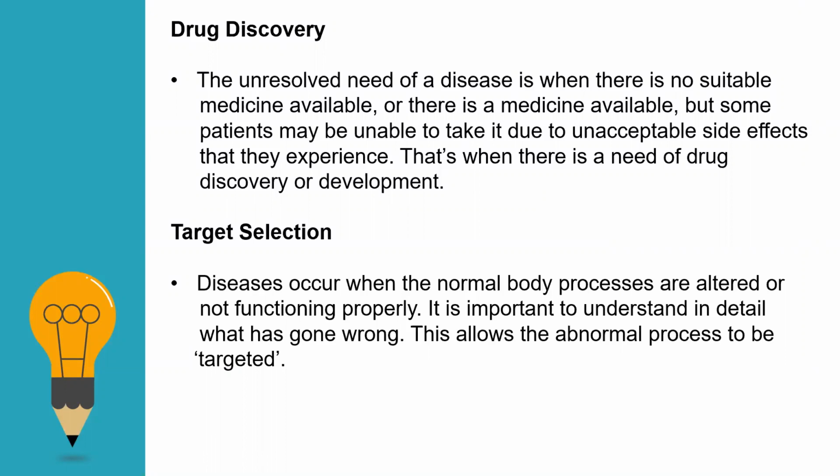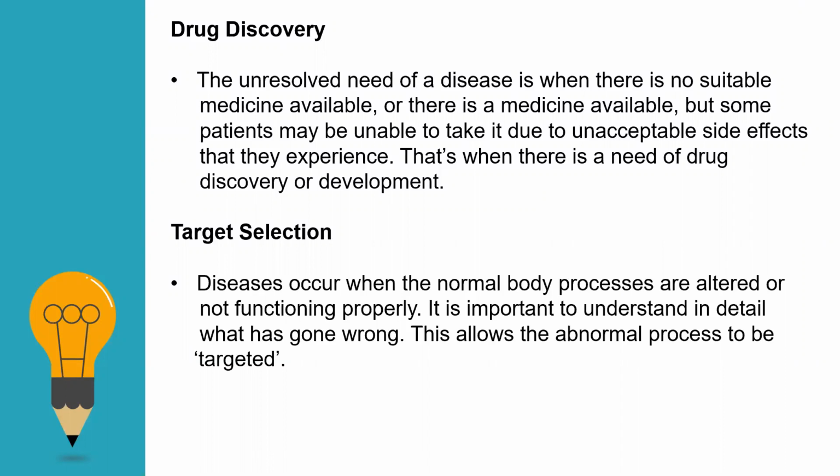The next step is the target selection. What is target selection? When body processes are not functioning properly, or when there are certain organs in the body which are not functioning properly, that is when you need to check what's wrong. And this abnormal organ or this abnormal process that is being carried out is called the target. That is where the drug has to act.